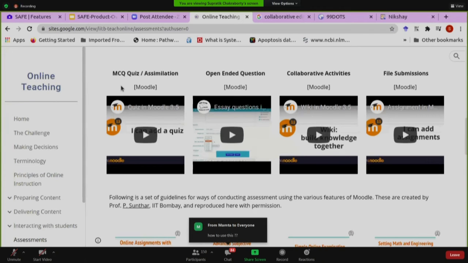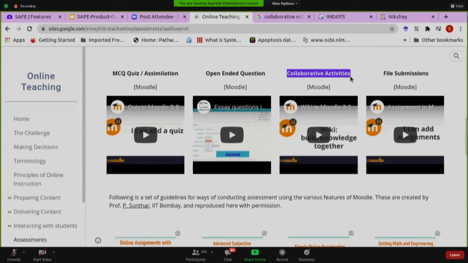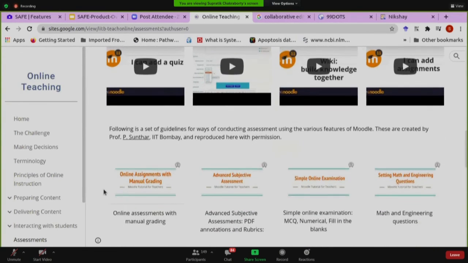Moodle has things which allow you to do collaborative activities. This is very, very useful if you want to have interactions. If you want to have groups working on some things, you can form these groups within Moodle and people can collaborate on those things. You can have open-ended questions and you can give rubrics for grading those open-ended questions. So we will see a demonstration of rubrics today, and of course, file submission. So this is really a very, very powerful system.